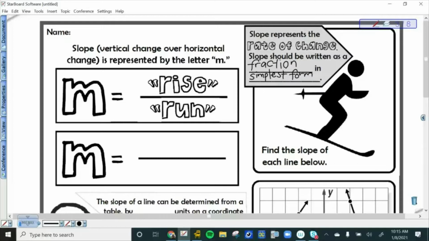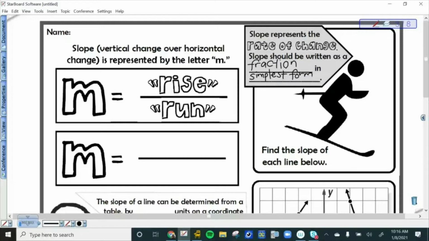Okay, so like what we were saying, a fraction, a rate, is made up of two different numbers. One's the numerator, one's the denominator. When we're looking at the slope, the numerator tells us our rise, and the denominator tells us the run. The rise is our vertical change. Run is our horizontal change.